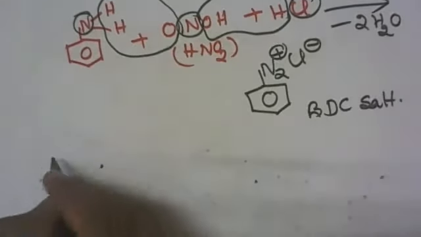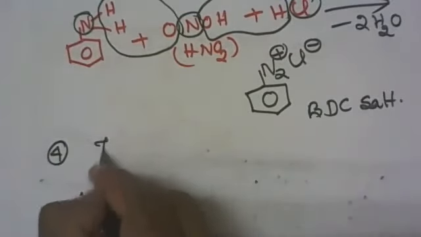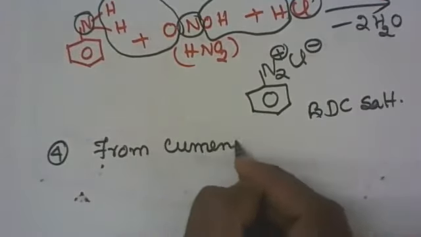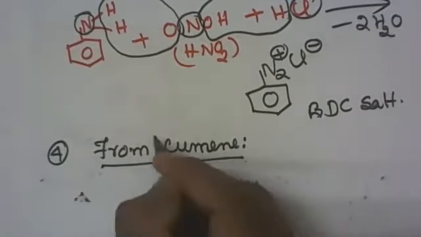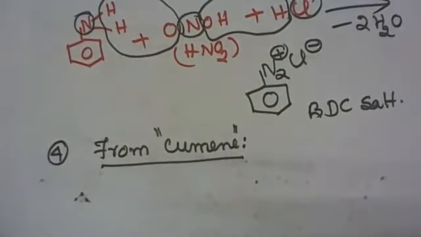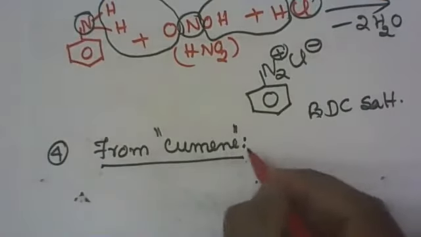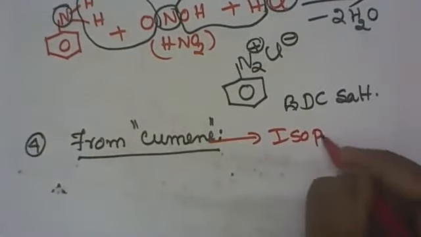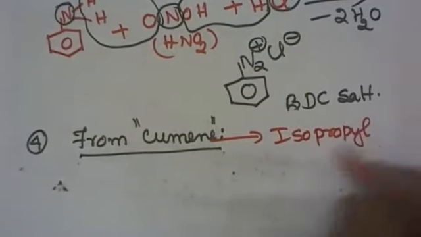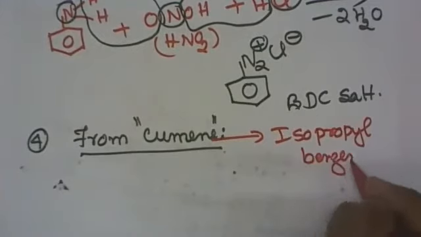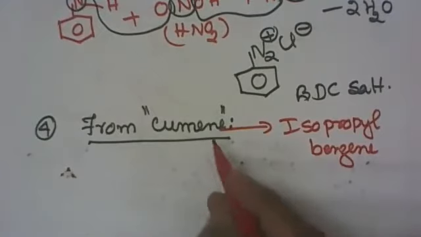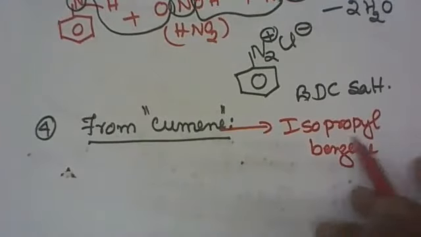Next method, fourth method, very important method, is from cumene. Cumene is the commercial name of the compound. What is that compound? Cumene is nothing but isopropyl benzene. Okay. Now, how to write down the structure of isopropyl benzene?